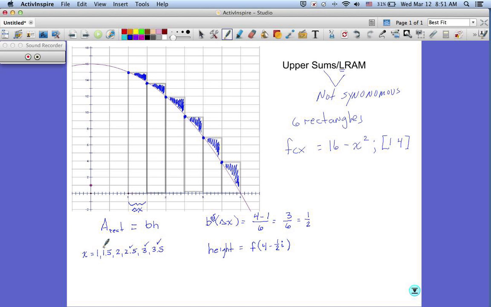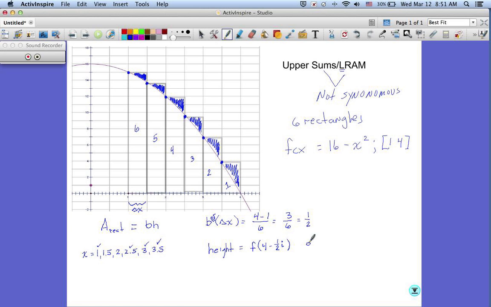4 minus 3 is 1. I'm plugging in my last value. So for my purposes in left rectangles, this is rectangle 1, 2, 3, 4, 5, and 6. You'll see with LRAM, I change it up a little bit, but I believe it's the easiest way to do this.